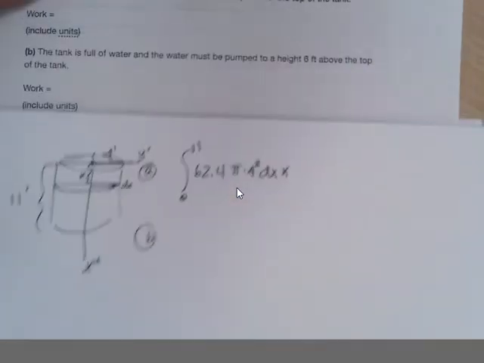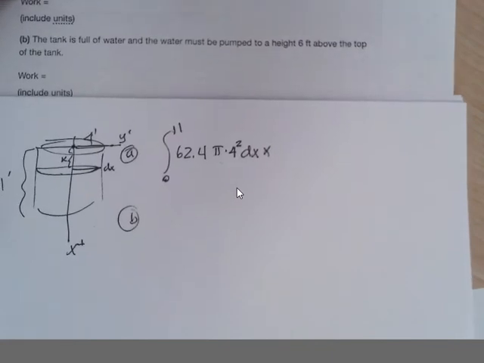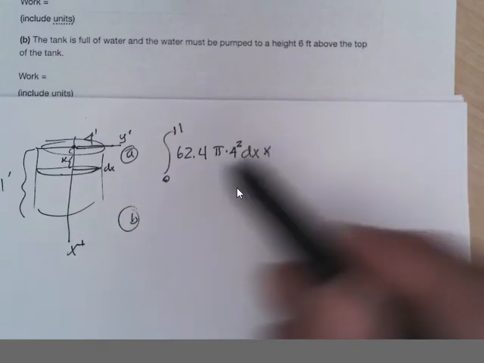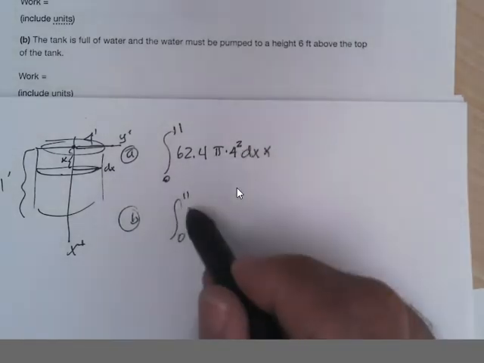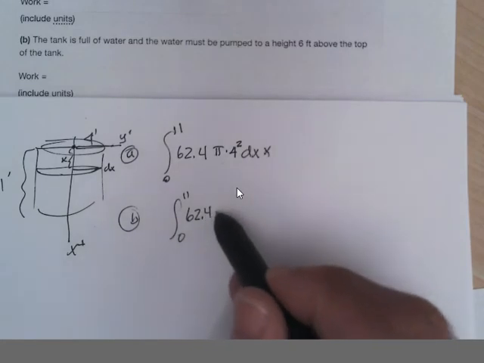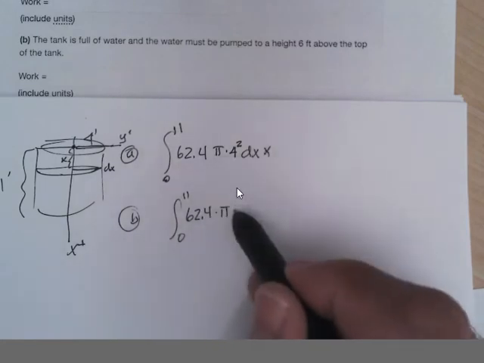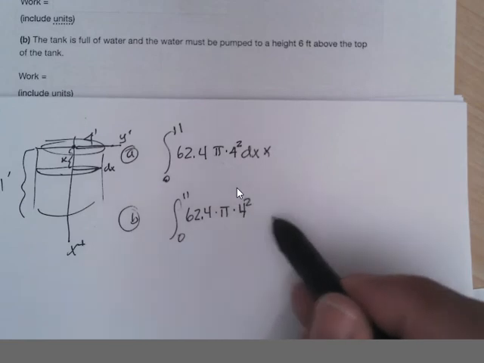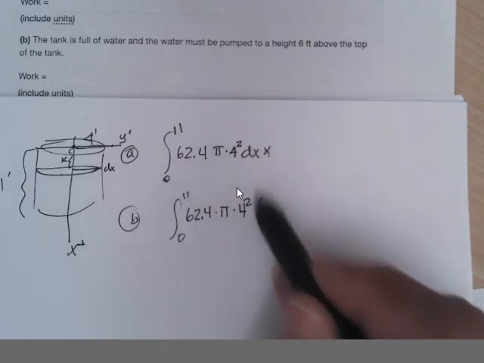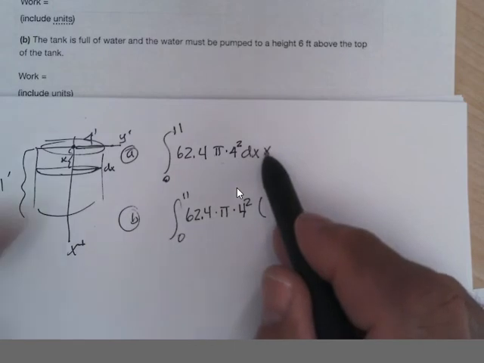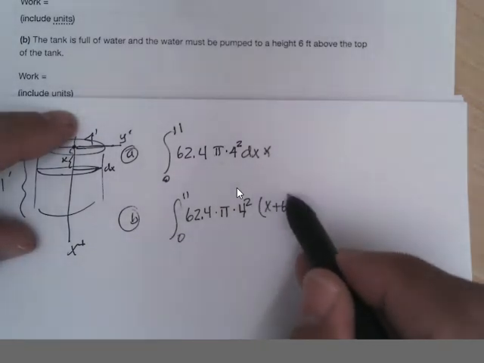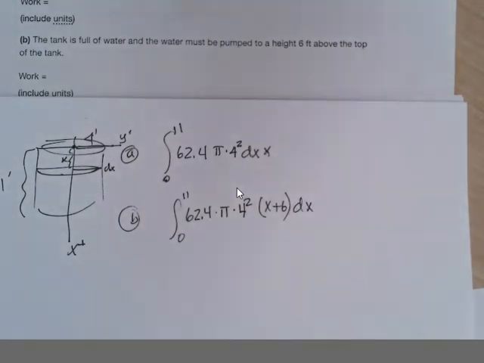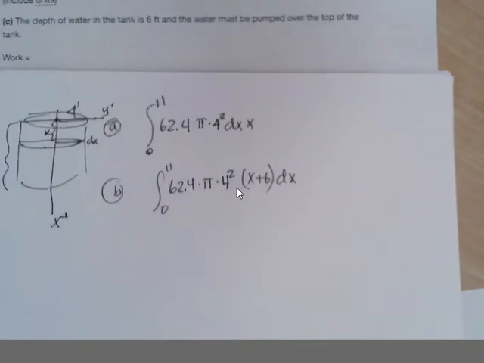B. Now it's full, but we have to pump it to 6 feet above. Well, that just adds to the distance, so it would be the integral from 0 to 11, pulling all those constants out, but I'll write them in. 62.4 times pi times 16, 4 squared, times, I'll put the x in here, the x plus 6 more feet to get it 6 feet above the water, so it'd be x plus 6 dx. Okay, C.